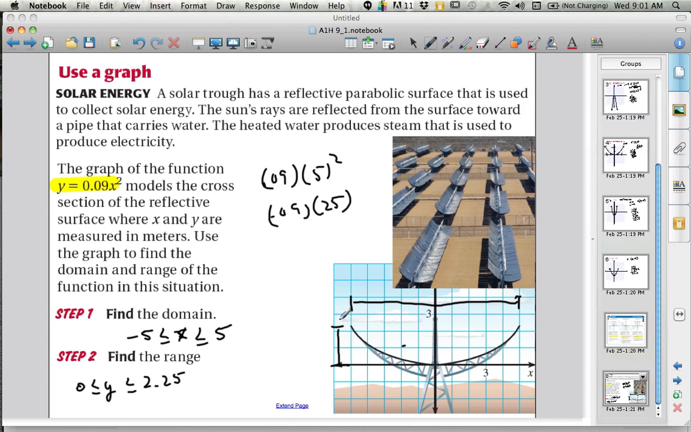Okay, you can see that all of my y values are contained between here and here, and all of my x values are contained between here and here. So domain is x values, range is y values, and that's how we figure that out.